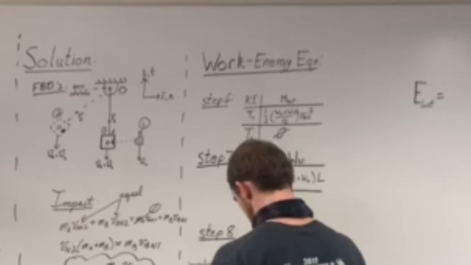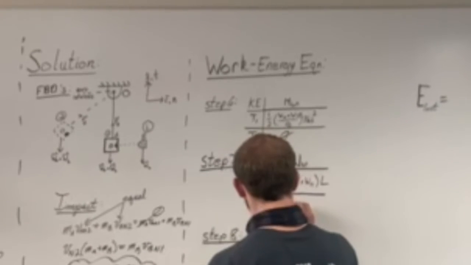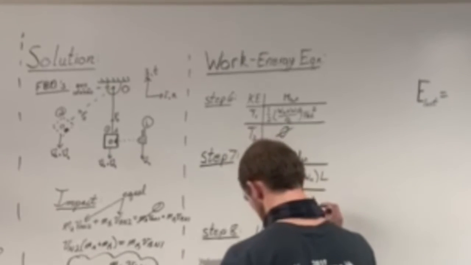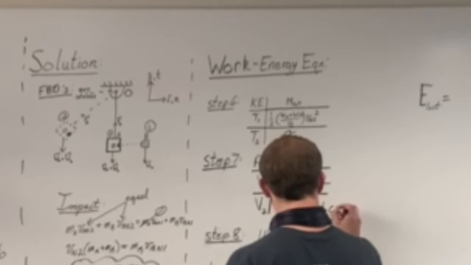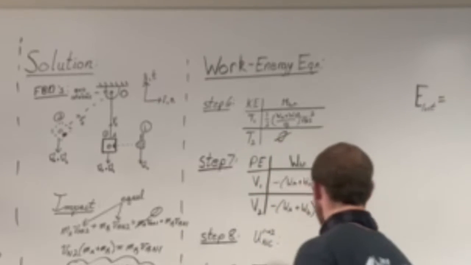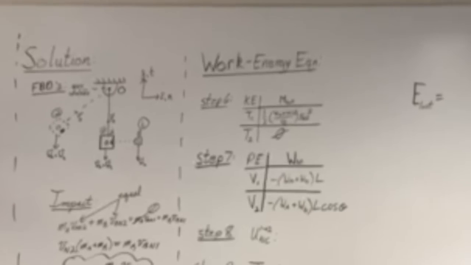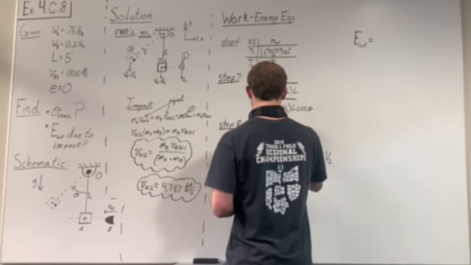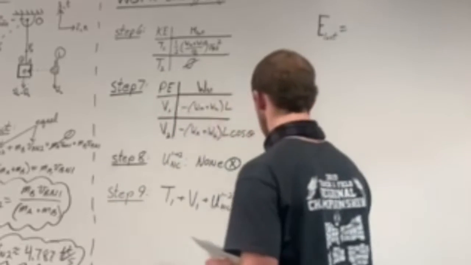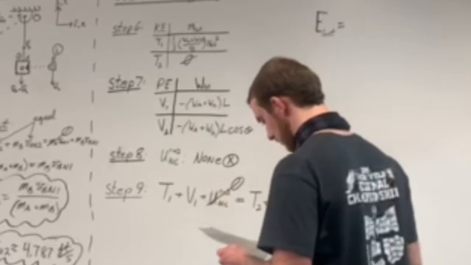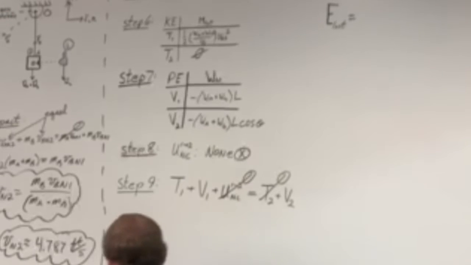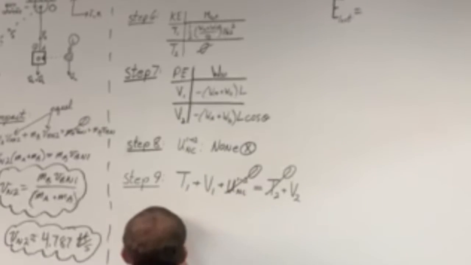So step 7, we're going to do potential energy, and for this it's just going to be weight times height. At state 1, it's just going to be straight down based off that L value and the total weight. And then for state 2, you're going to have to do a little bit of trig using the theta value, and that's how you're going to find it. And step 8 is non-conservative forces; there are no non-conservative forces, no friction or anything. So those two will drop out, and we're just going to have T1 plus V1 equals V2.